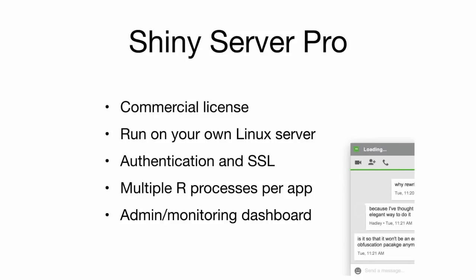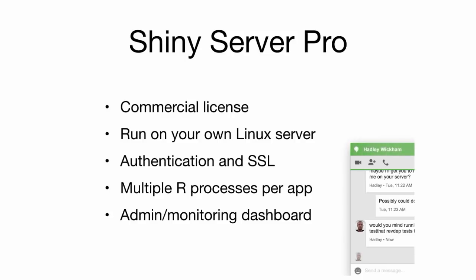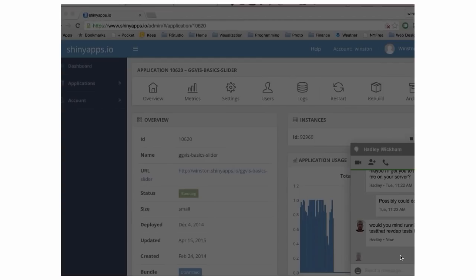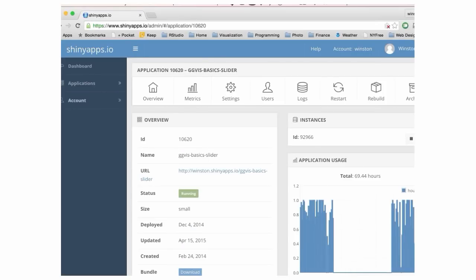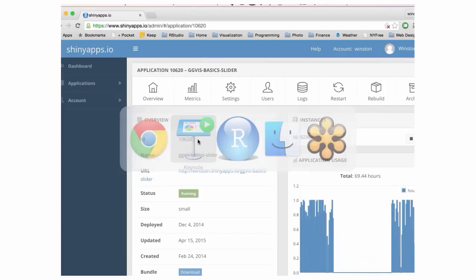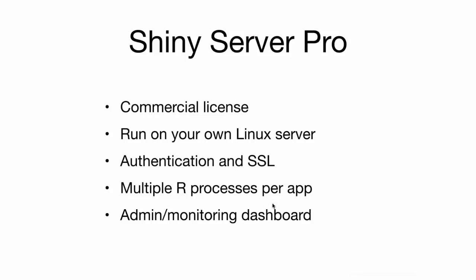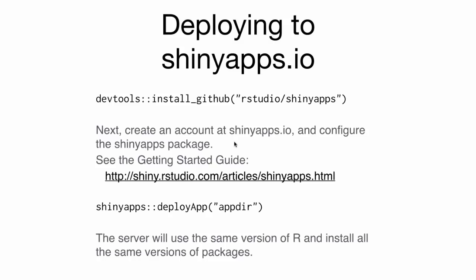Shiny Server Pro, it's similar to Shiny Server open source. You run it on your own Linux server. There's authentication and SSL, which is an advantage over the open source version. And there's multiple R processes per app, so if you get a lot of traffic, it's good for that. And it also provides an admin and monitoring dashboard.